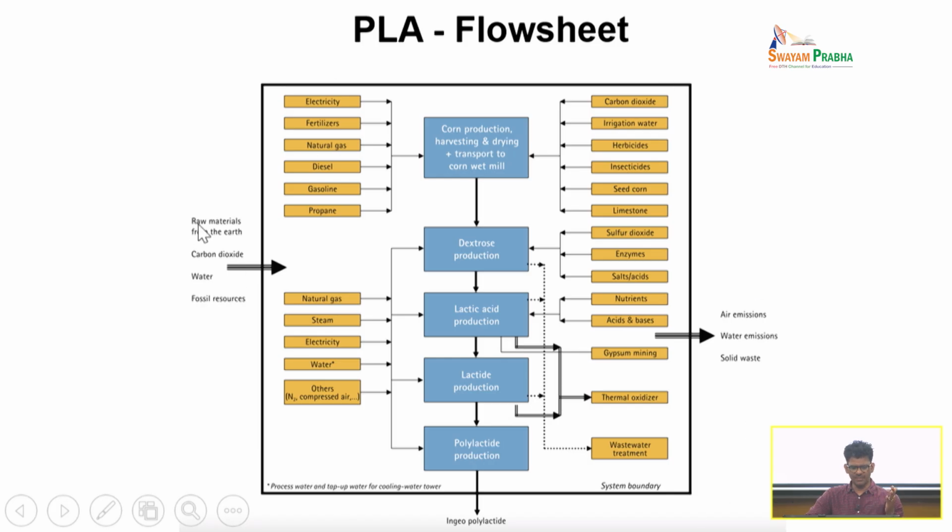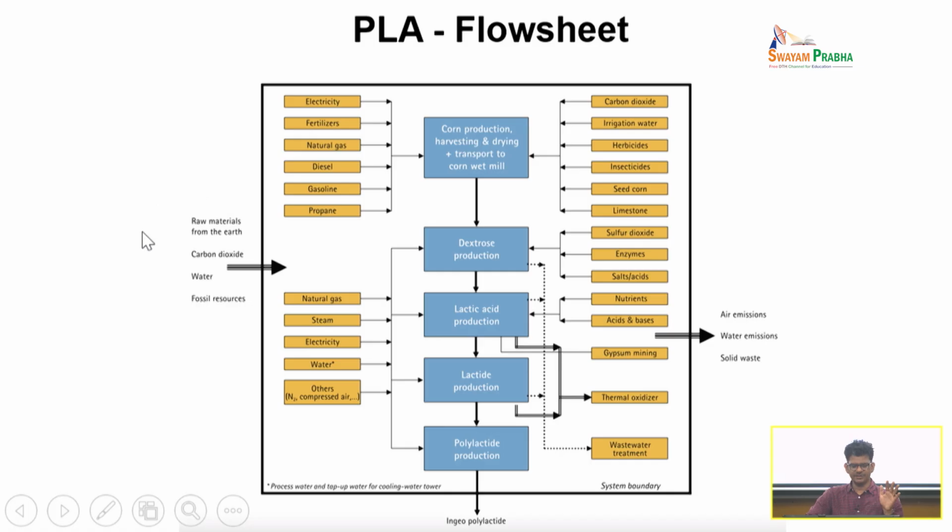What comes in is raw material from earth, soil, water, carbon dioxide, fossil resources. That means you're going to feed some fertilizers, you're going to put some manure and all that. Okay, so that is what goes in. What comes out? You get polylactic acid resin, and along with it you have emissions, water pollution, solid waste generated. So the idea is to account for all this information.